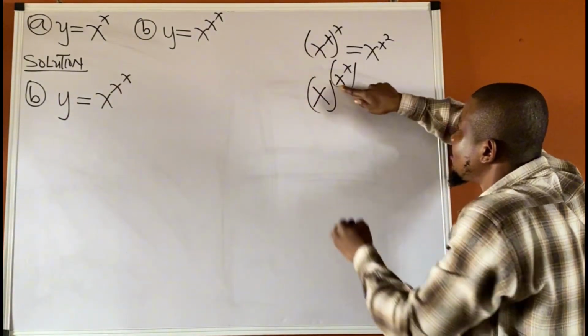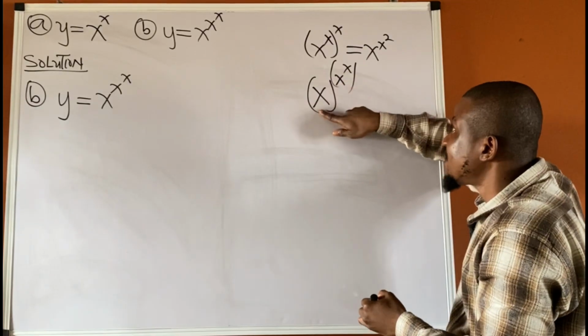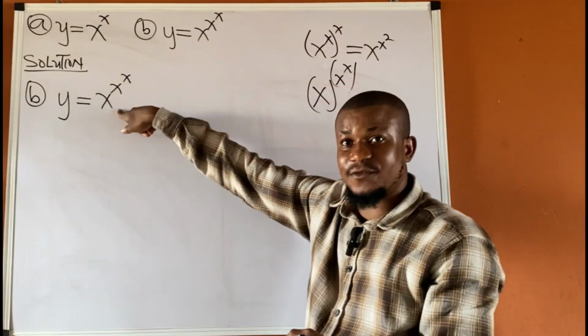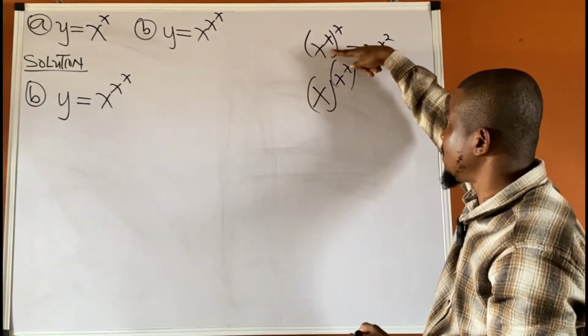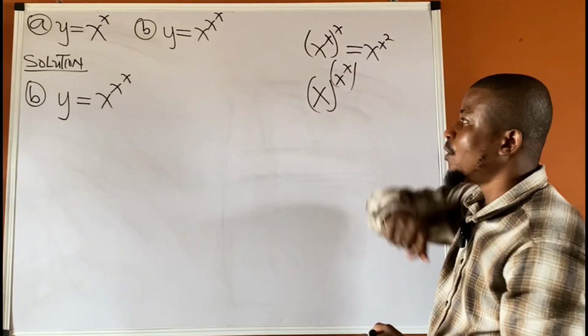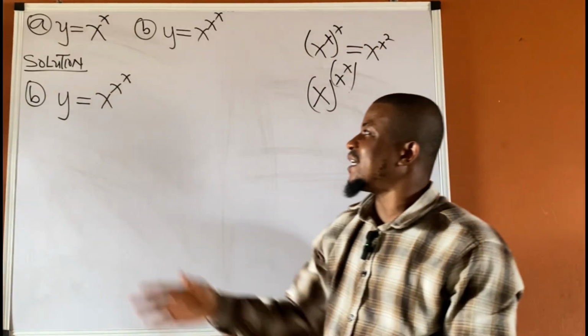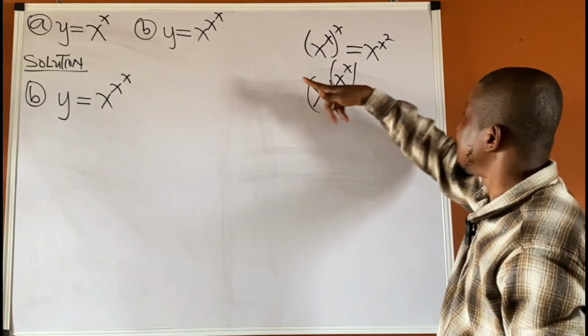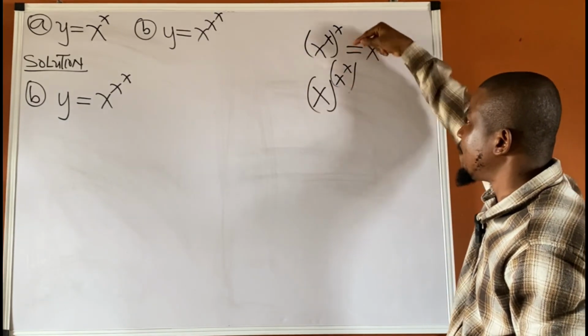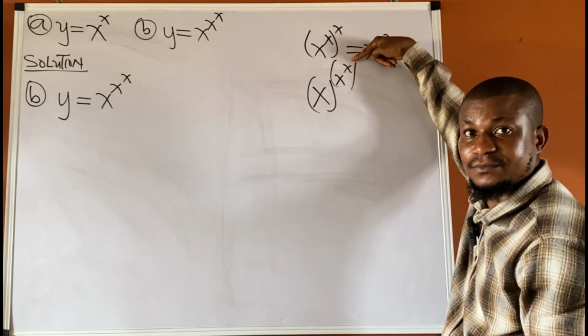So this is raised to this power. Why is this raised to all of this? That is what this function means. Don't confuse it with this particular setup. Okay, so how do we now differentiate this setup? This particular setup here, x to the power of x to the power of x.